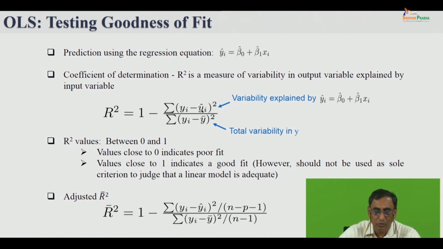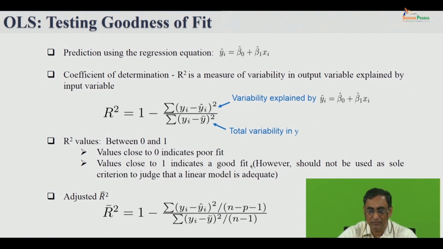So if the numerator is approximately equal to the denominator, then you basically get 1 and r squared will be close to 0. The implication of this is xi has very little impact on explaining y, and probably there is no relationship between y and x. If on the other hand the numerator is close to 0, then you get r squared close to 1, it implies that xi can explain the variation in yi, which means there is a strong relationship between xi and yi. So values close to 0 indicate a poor fit, values close to 1 indicate a good fit.